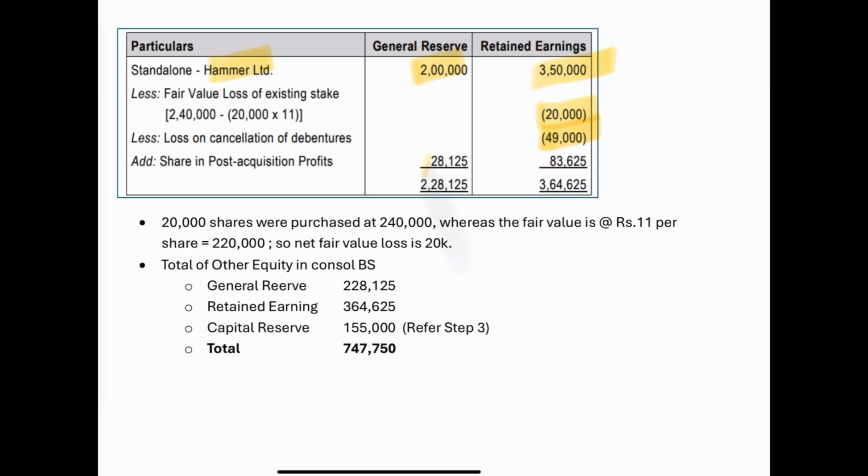Then we need to add the post-acquisition profit, both from general reserve and retained earnings. This will give the closing general reserve of 228,125 and the closing retained earnings of 364,625. The capital reserve will also be part of other equity, so that also needs to be added. Please refer to step 3 for the capital reserve. Altogether, the other equity of the consolidated balance sheet would be 747,750.